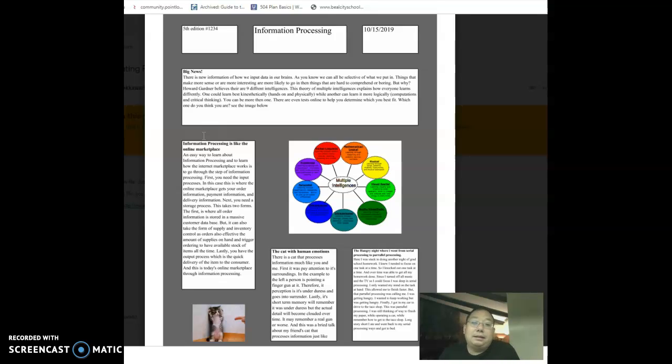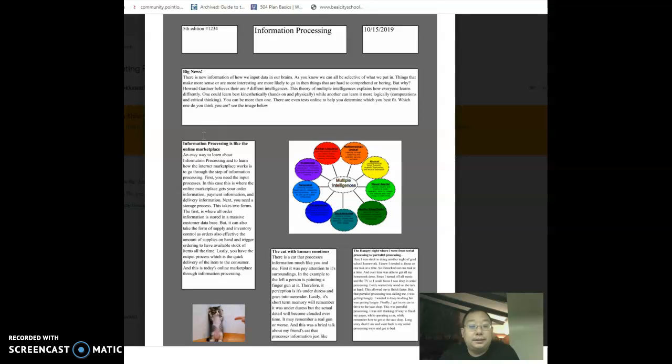So, basically an easy way to learn about information processing and the internet marketplace is to just describe the steps of information processing. First you have this input process, and in the case of the online marketplace, that is when you're getting an order from someone, you're getting their order information, their payment information, their delivery information, their personal information, all that stuff that you're going to need in order to process and send out the item that they desire. Also, you're getting the information about the item they desire, and what they want to order.